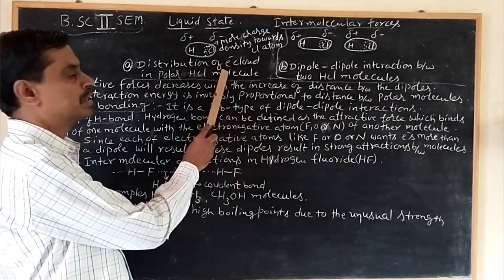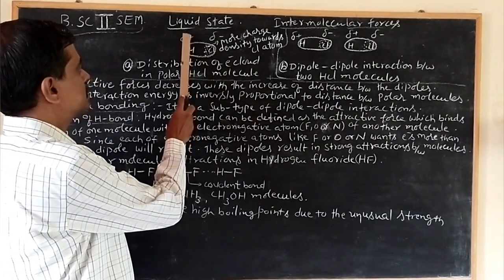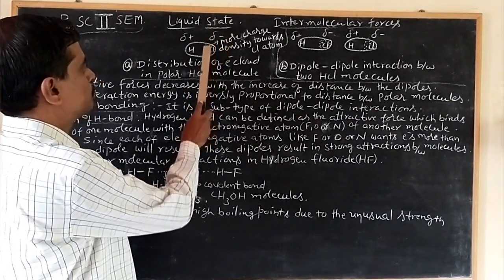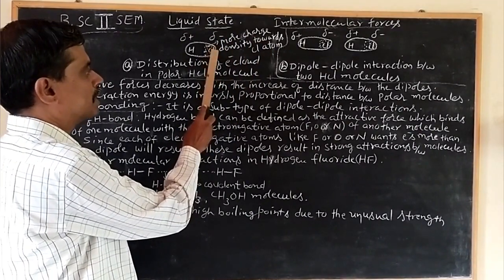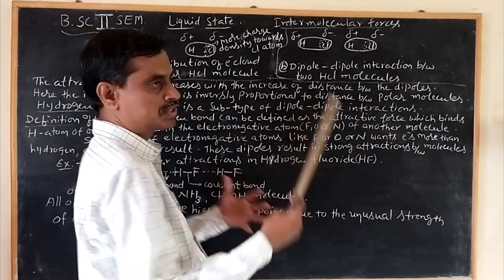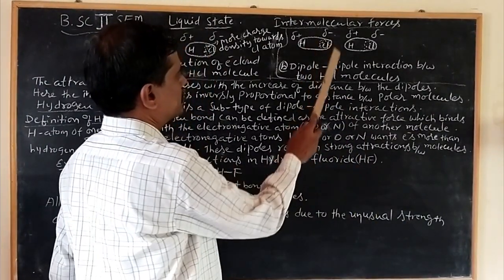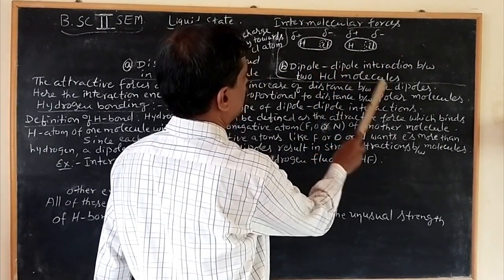So HCl molecule, I told that it is polar. Hydrogen carries the small partial charge delta plus, chlorine carries the small negative charge delta minus. That means more electron charge density towards the chlorine atom because it is highly electronegative compared to hydrogen. Then if two such hydrogen chloride molecules come very close to each other, dipole-dipole interactions will take place between the two HCl molecules in this way.